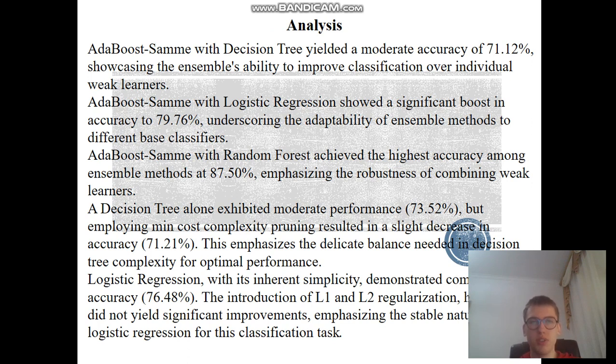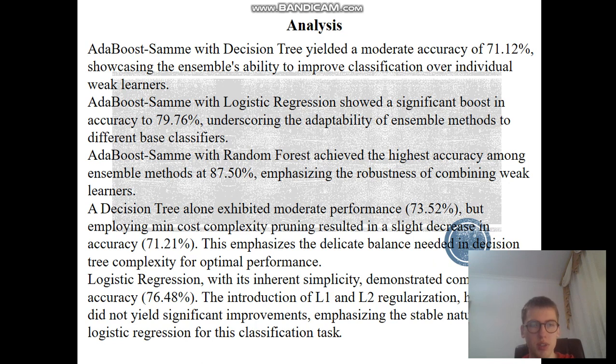AdaBoost SAMME with decision tree yielded a moderate accuracy of 71.12%, showcasing the ensemble's ability to improve classification over individual weak learners. AdaBoost SAMME with logistic regression showed a significant boost in accuracy to 79.76%, underscoring the adaptability of ensemble methods to different base classifiers. AdaBoost SAMME with random forest achieved the highest accuracy among ensemble methods at 87.50%, emphasizing the robustness of combining weak learners.